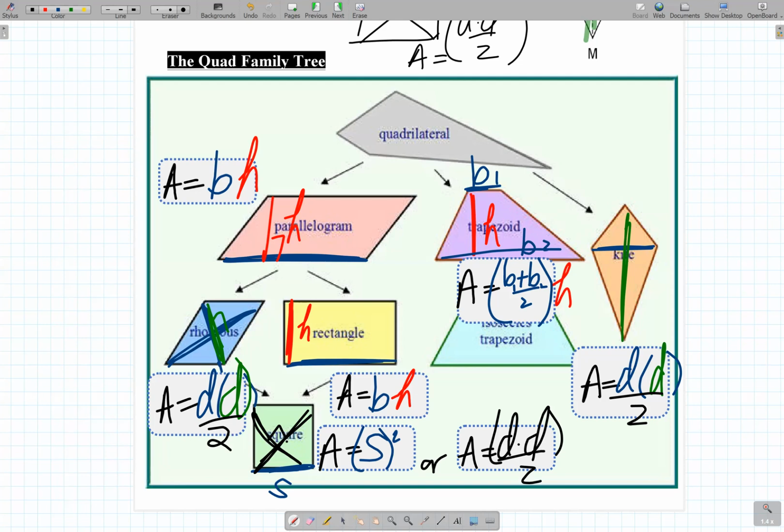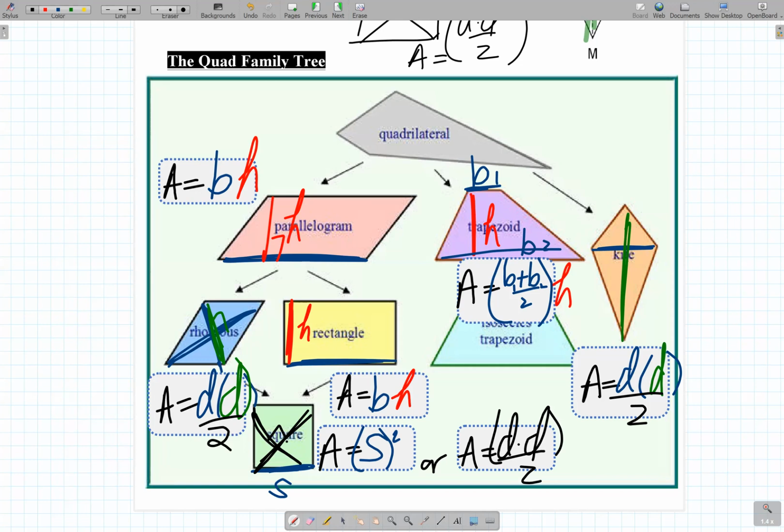Remember, a square qualifies as a rectangle, so it's base times height, they're just the same side, but it also qualifies as a rhombus. Sometimes this equation might be better. Just be aware of that. We're gonna do 3 problems. One of them, you're gonna get a shot at extra credit.